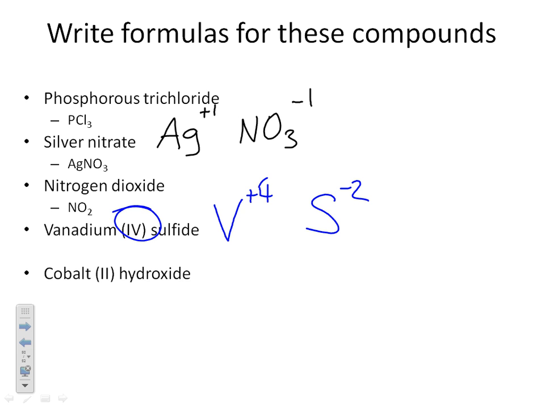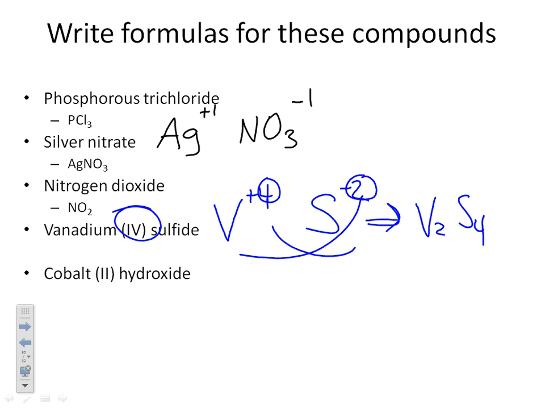We're going to do the crisscross and reduce method. So we get V2S4, right, when we crisscross the charges. But if you leave it as V2S4, I'm sorry, but you just got that question wrong because you want to reduce it down to the lowest possible ratio. V2S4, the 2 and the 4, they have a common factor. You can divide each of those by 2. So when you do that, you get VS2, and that's the correct formula for vanadium 4 sulfide.